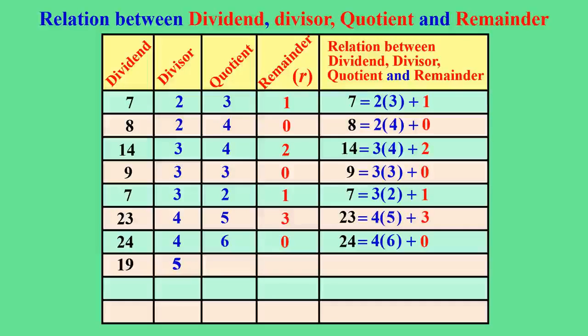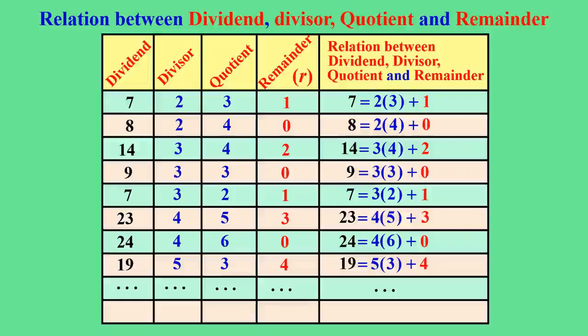19 is the dividend, 5 is the divisor. If we divide 19 by 5, we get quotient 3, remainder 4. The relation between these numbers is 19 is equal to 5 times 3 plus 4.